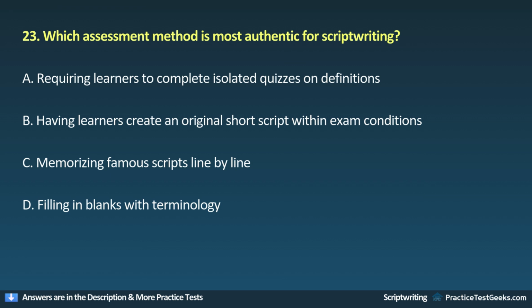23. Which assessment method is most authentic for scriptwriting? A. Requiring learners to complete isolated quizzes on definitions. B. Having learners create an original short script within exam conditions. C. Memorizing famous scripts line by line. D. Filling in blanks with terminology.